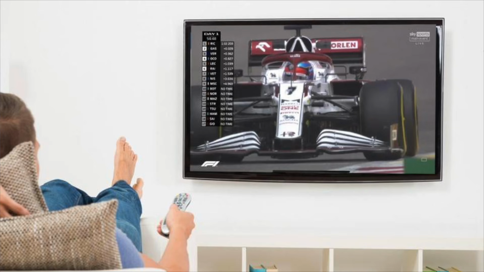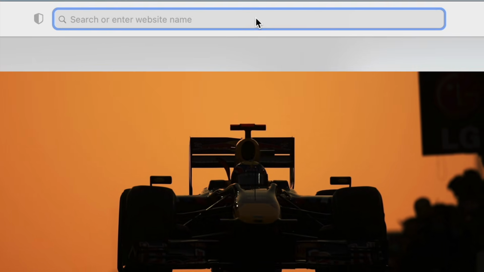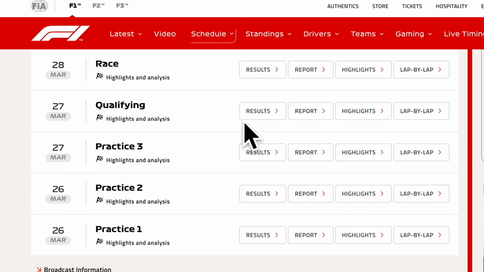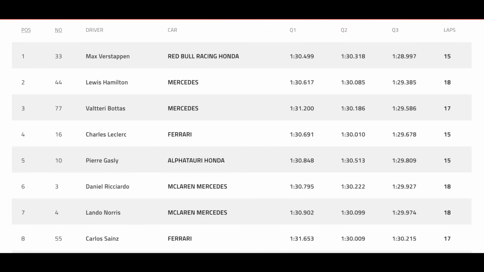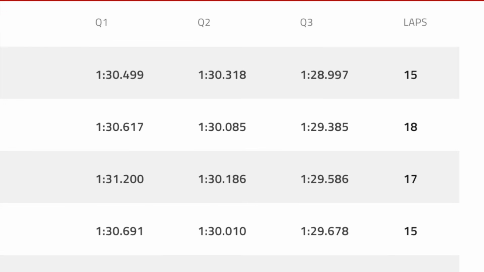You just watched your first Formula One qualifying session and you wanted to get a summary of the results. So you go to formula1.com, go to the qualifying section and hit results. And you see this picture here. There's a lot of good information, like who are the top drivers, what team they drive for, and their lap times during each of the qualifying sessions.